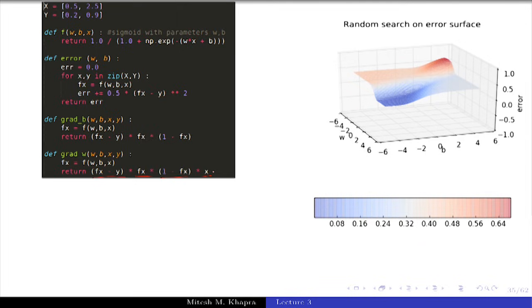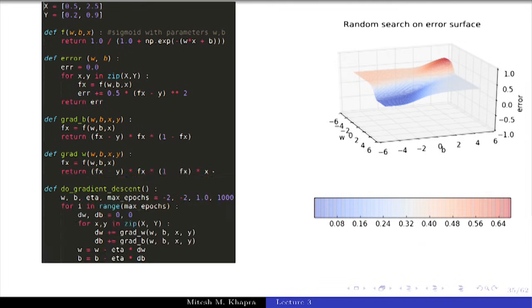The main loop. I'll write the main loop now. So this is what the main loop looks like. I start with some random initialization for w comma b. Remember that our initial theta, which is composed of w comma b, is going to be some random guess. So I started with a random guess, which is minus 2 comma 2.